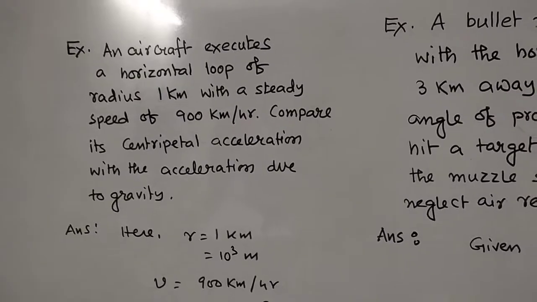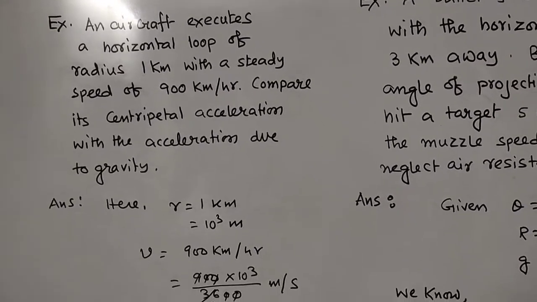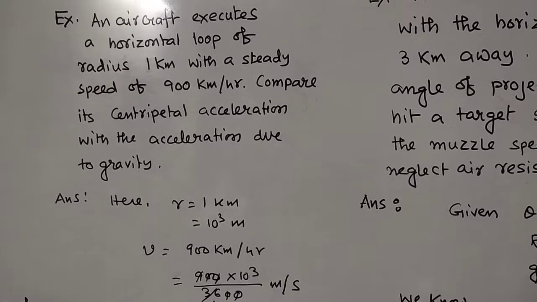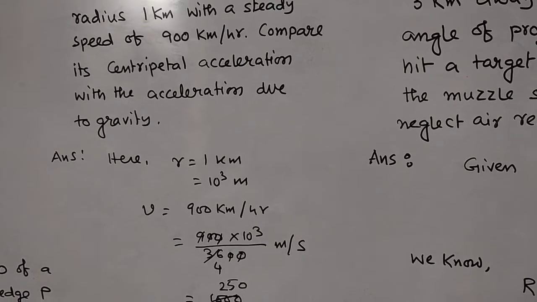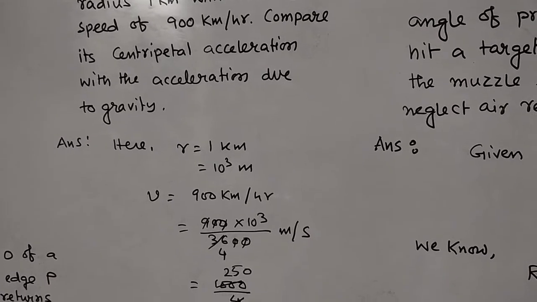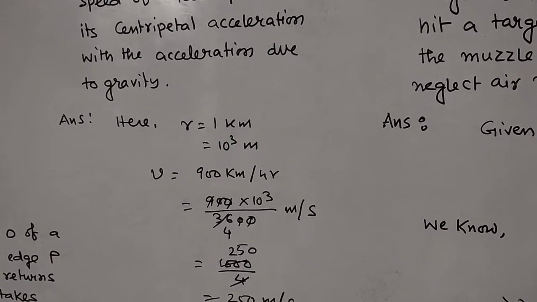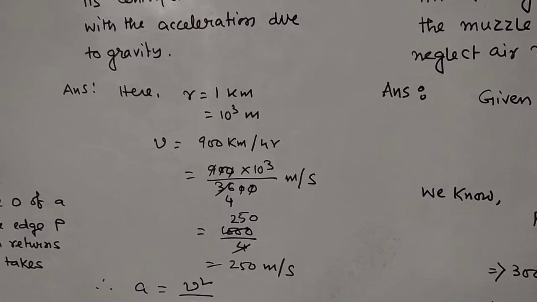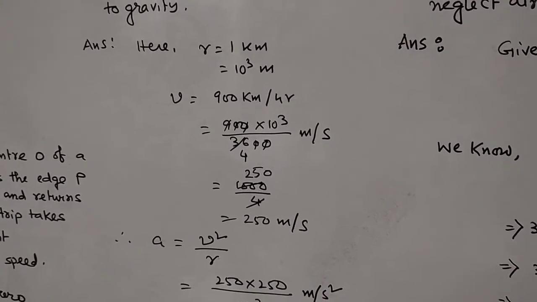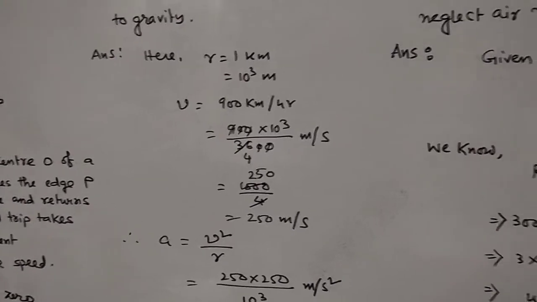So let me write the parameter. R equal to 1 km means 10 to the power 3 meter, and v is 900 km per hour. So 900 into 10 to the power 3, and 1 hour is 3600, so it's in meter per second. So if we simplify, you will get 250 meter per second. And the expression for the acceleration, we have already defined, a equal to v square by R.